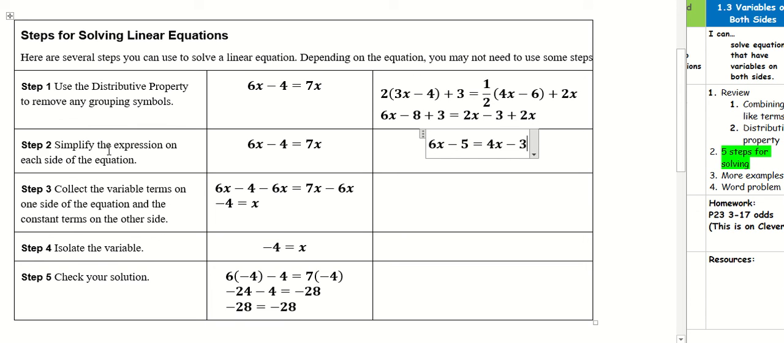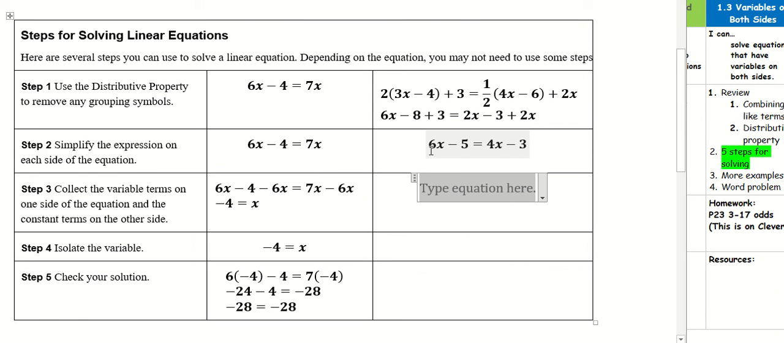Now I've done step 1 and step 2. Distributive property is done, and combining like terms is done. Now in step 3 is where I can start getting them together on one side. So I'm going to get my 2 variables on the left and then my 2 constants on the right. So first thing I'm going to do is subtract 4x from both sides.